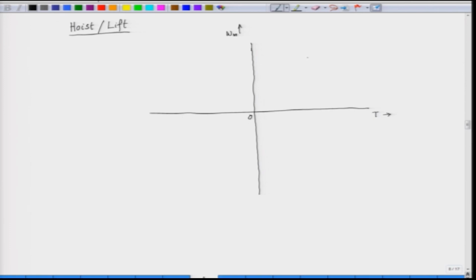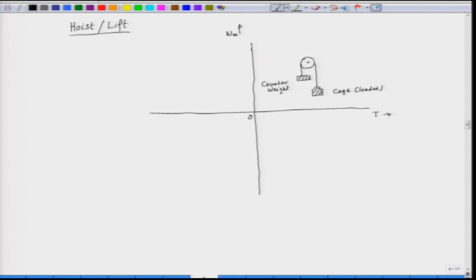So, we have a pulley mechanism here, and there is a hoist which is loaded, and always we have a counterweight. This is a counterweight. So, this is a cage of the hoist which is loaded, and this is the counterweight. And the motor is coupled with this pulley.